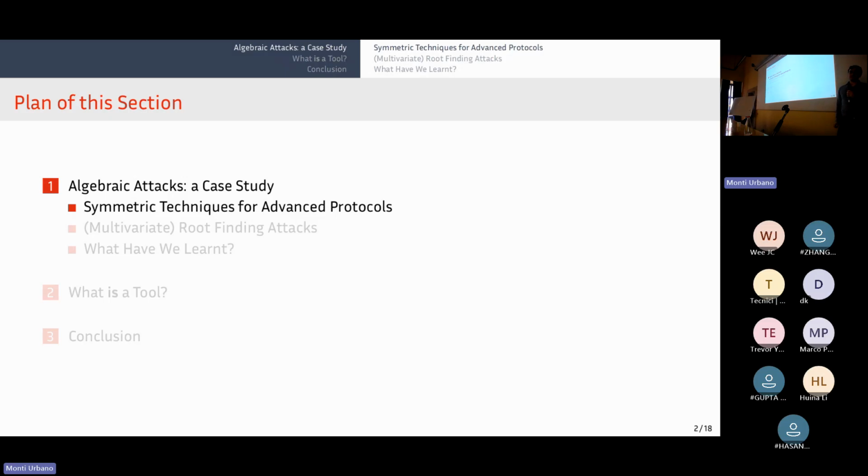I'm going to start by motivating the need for algebraic attacks. Then I'm going to describe how they work and how, in particular, some specific type of algebraic attack has been very devastating. That was a very devastating algebraic attack that was presented at last Crypto, and what I have learned along the way in light of this attack. But first, the motivation for the relevance of algebraic attacks is these symmetric techniques for advanced protocols.